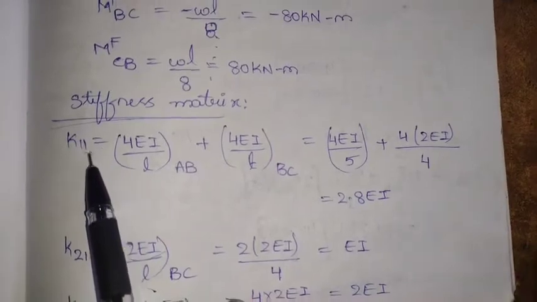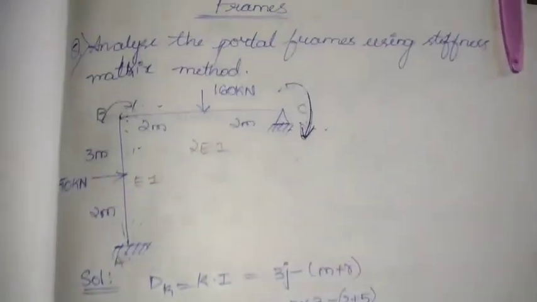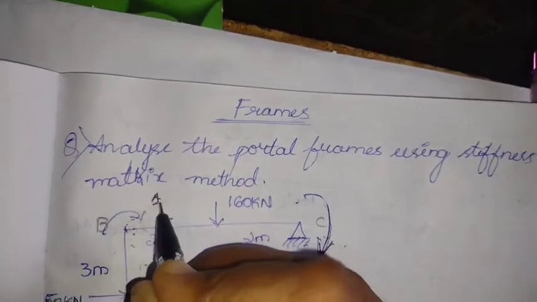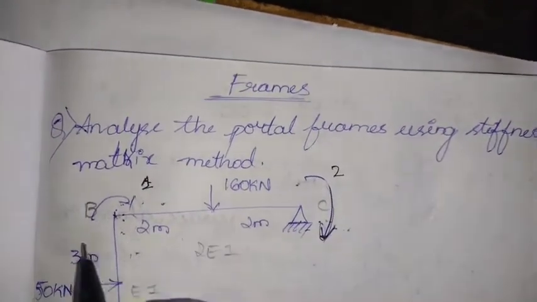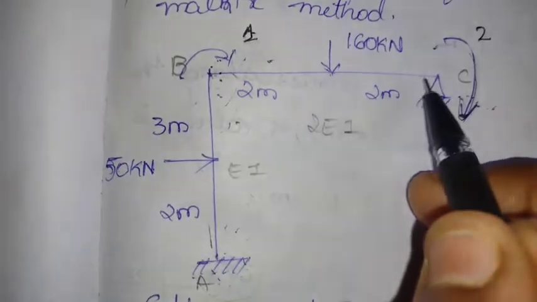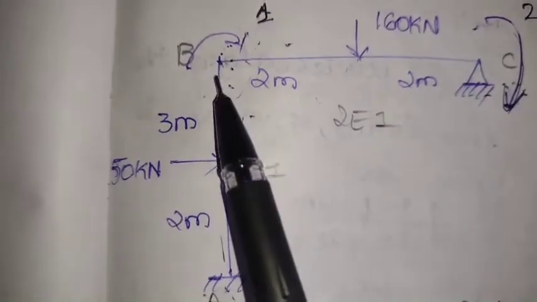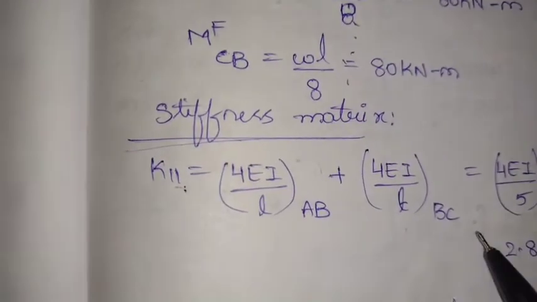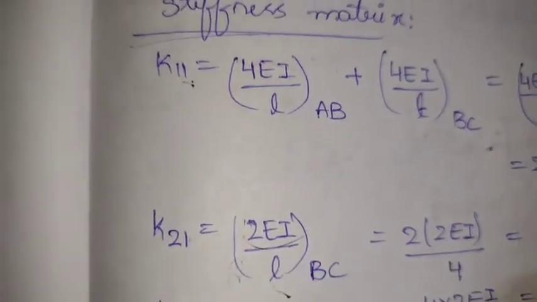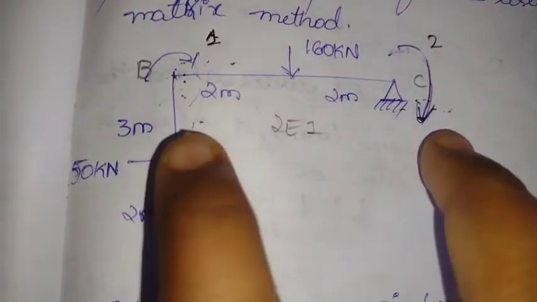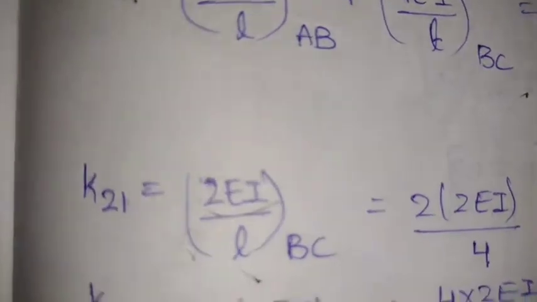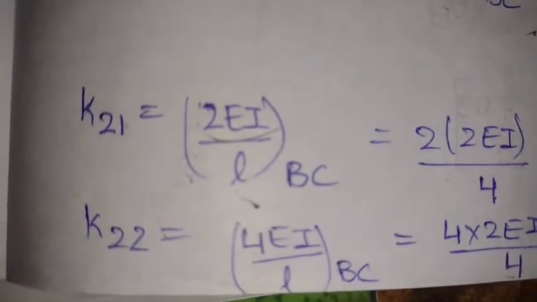See, K11, that is this point at 1, this is at 2. So K11 means at one point whatever the members are meeting, both AB and BC are meeting. So for K11 we'll take AB and BC. But for K21, whatever the member that is in between both 2 and 1, that is the span BC, would be coming into picture. Okay, next K22, as both are same, we would be getting 4EI by L.